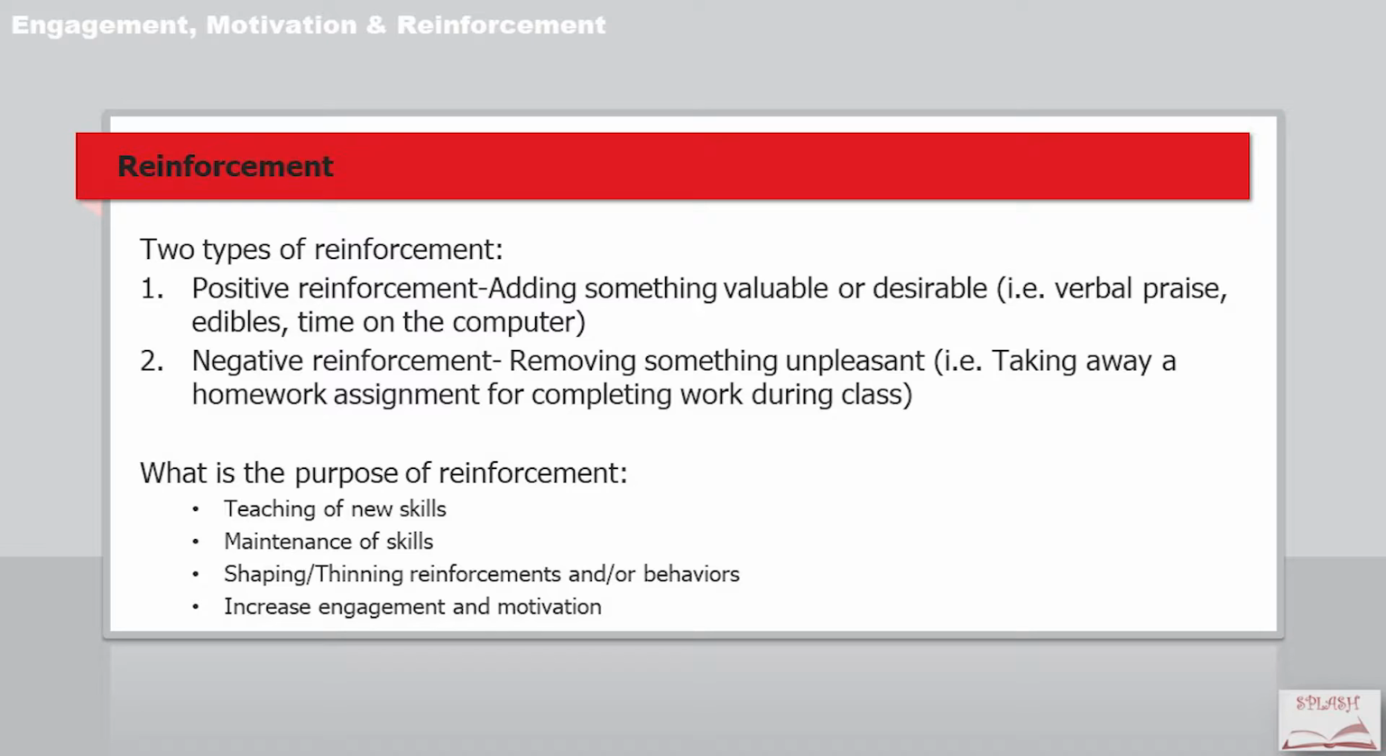Examples include high fives, praises, edibles, etc. Negative reinforcement is the removal of an aversive event that increases the behavior's rate of occurrence. An example would be earning time away from small or whole group when performing a desired skill. We determine if it is positive or negative by its results. Reinforcement is recommended for teaching new skills, maintenance of skills, shaping a behavior, and increasing engagement and motivation.